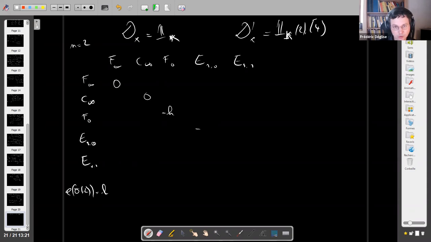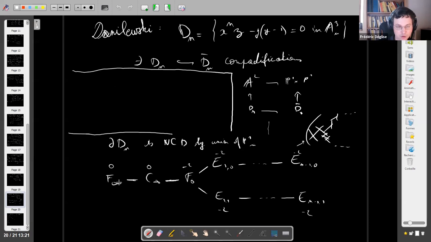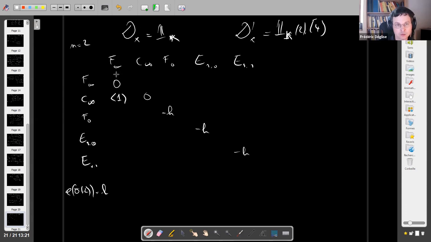Now, as I said, each component intersects properly in one point. So in this case, there's no intersection multiplicity. There's only one. Each time I have a component which intersects another one, I must put a one, or a one in brackets to underline. So F infinity intersects C infinity, C infinity intersects F0, and F0 intersects E11. So I put it like this. So the matrix is symmetric.